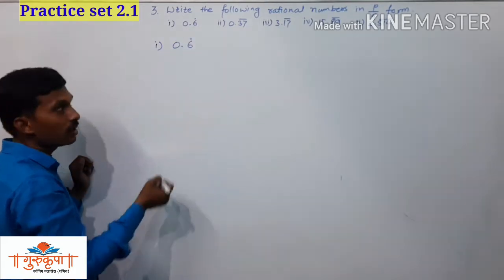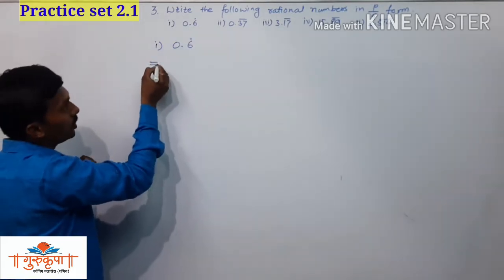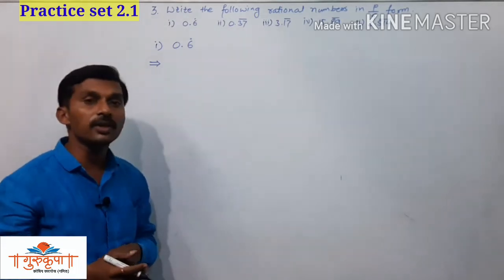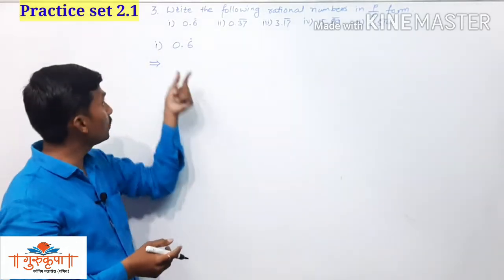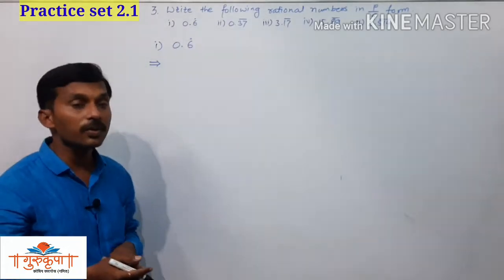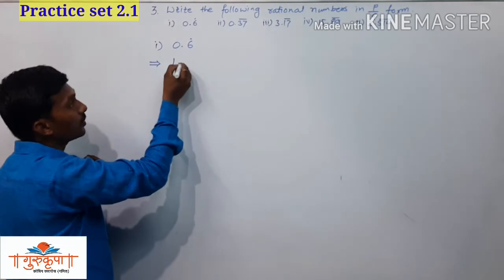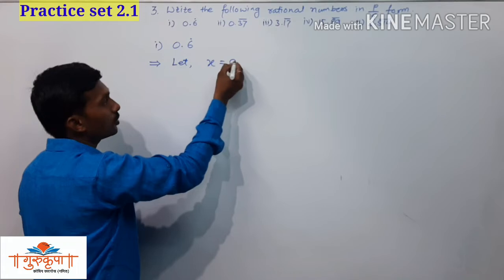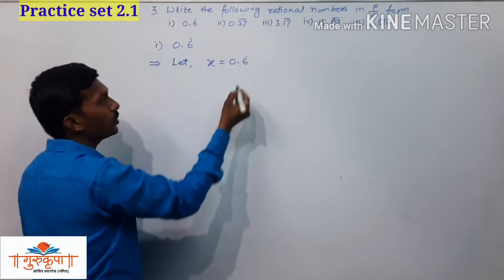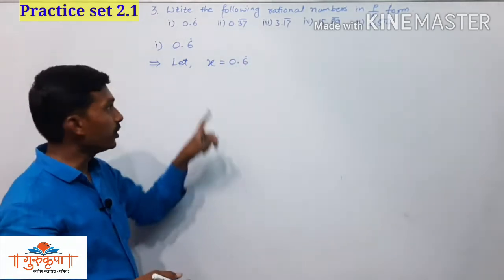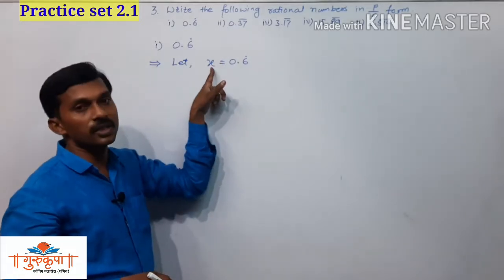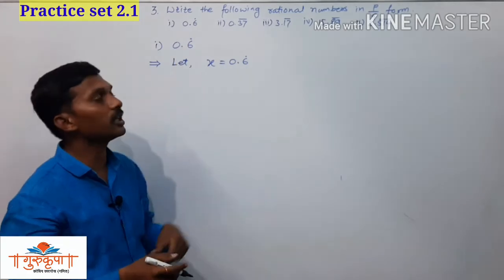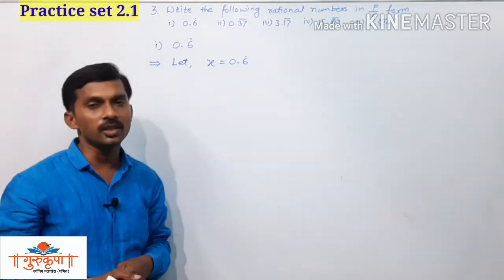Now in the first step, what do we have to do? We have to represent this number using a variable. So here we can write, let x is equal to 0.6 recurring. You can use any variable, from A to Z, any variable you can represent here. We use x here. Let x be equal to the given number, that is 0.6 recurring. This is very important.